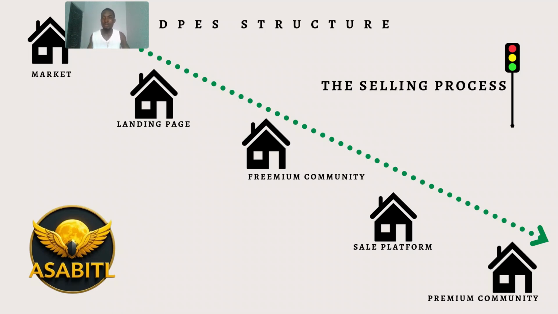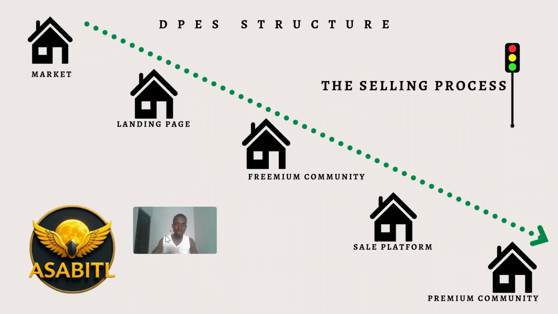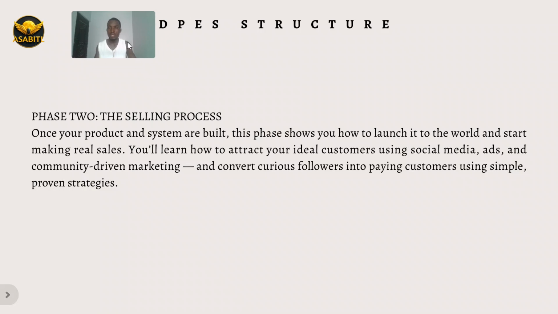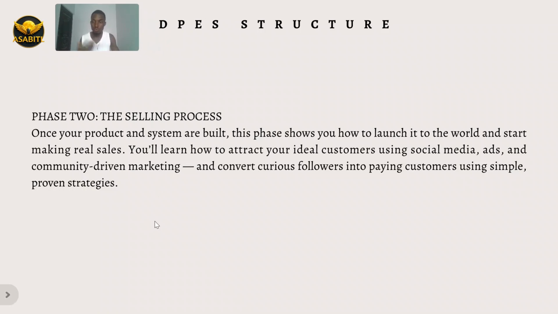You can see that the selling process here comes from top down, because you have to start getting your client from the market down to the landing page, through the free community, and they get to the sell platform before they land in your free community. You see, this is how everything is working in the digital space business. Nobody's going to tell you about this, but I am revealing it to you once again. So in phase one, in phase two, what will you learn?